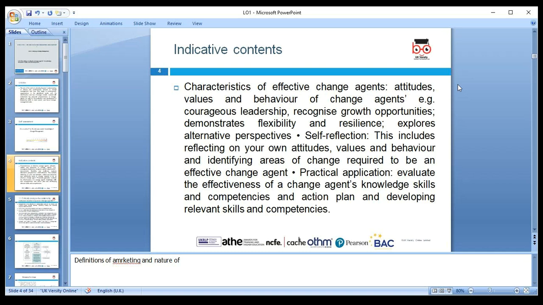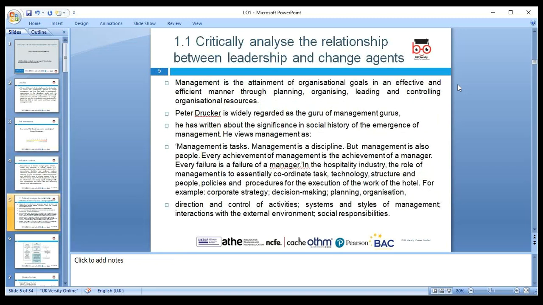So today's lesson indicative content, what we're supposed to learn. We'll go through the effective change agent, what qualities need to be in the person dealing with the change. Self-reflection. Reflection is very crucial: what went well, what did not go well, how we can improve next time. That is crucial.